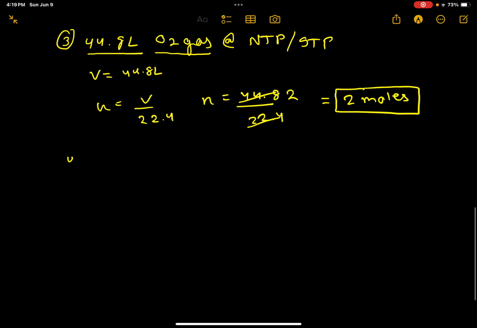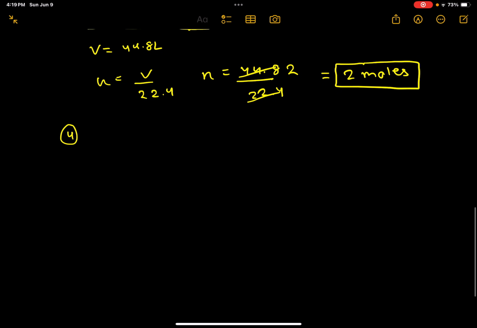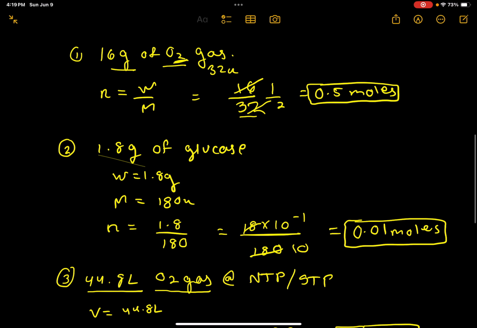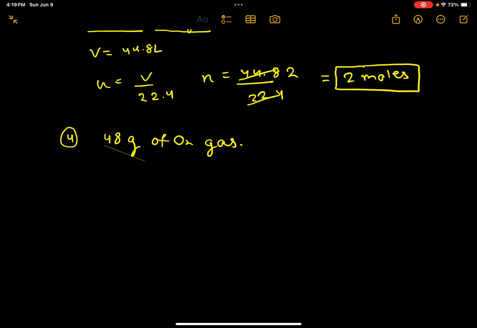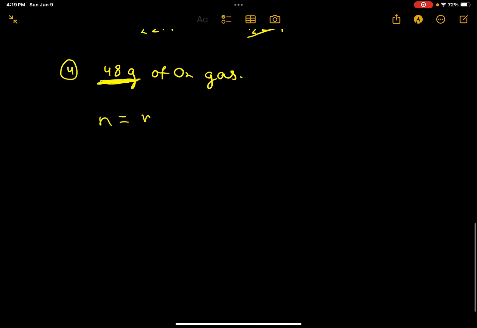But now let's take an example. We have 48 grams of oxygen gas. Over here we have to take gram. Since weight is given, we have to take n is equal to w upon M. So that means n is equal to 48 upon 32. 16 3s are 48, 2 over here, equal to 1.5 moles.